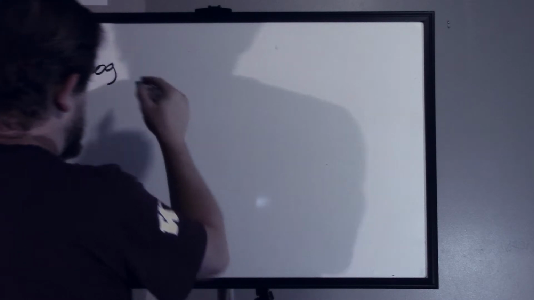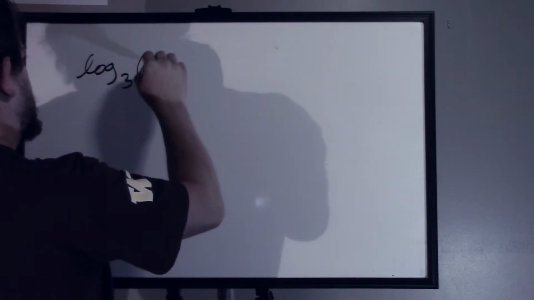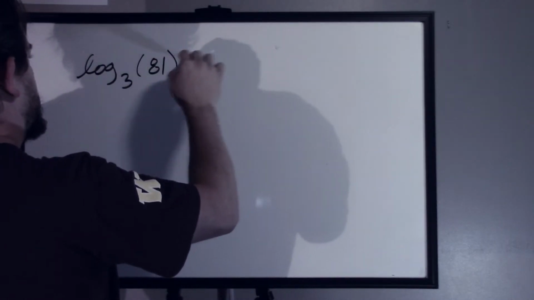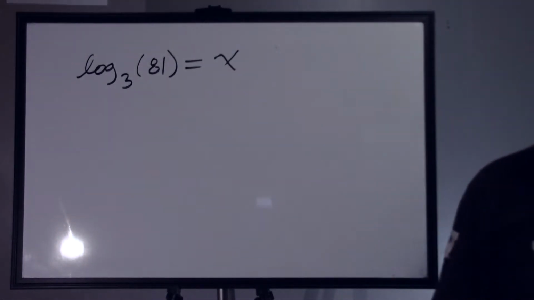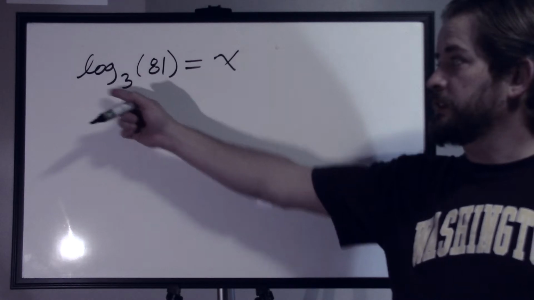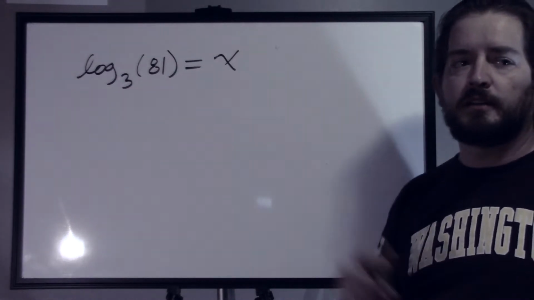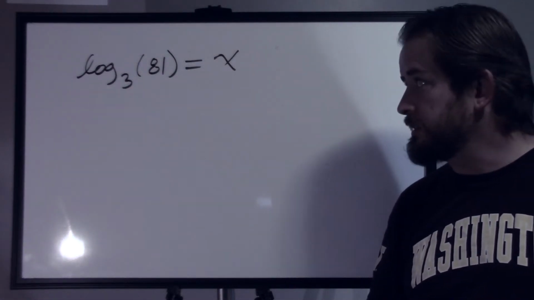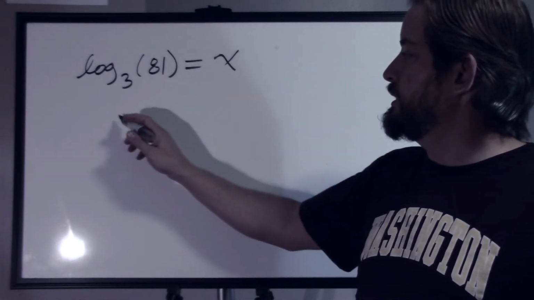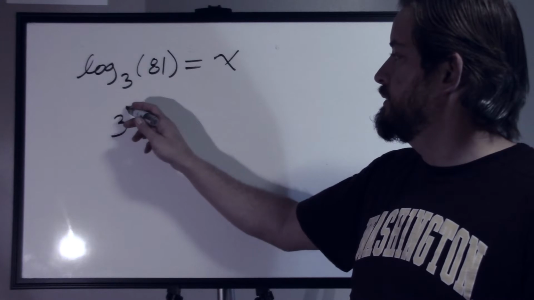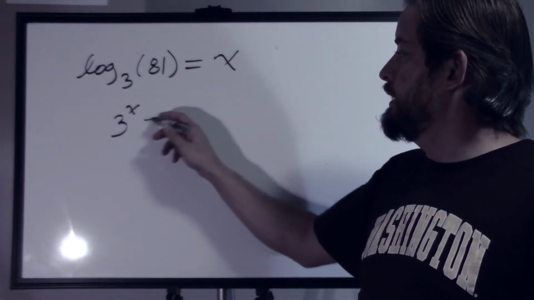Let's have perhaps log base 3 of 81 equals x. The log is already isolated here. It's all by itself. It's already just a log on one side and everything that's not part of the log on the right-hand side. So I'll rewrite this as an exponential. I'll write this as 3 to the x equals 81.